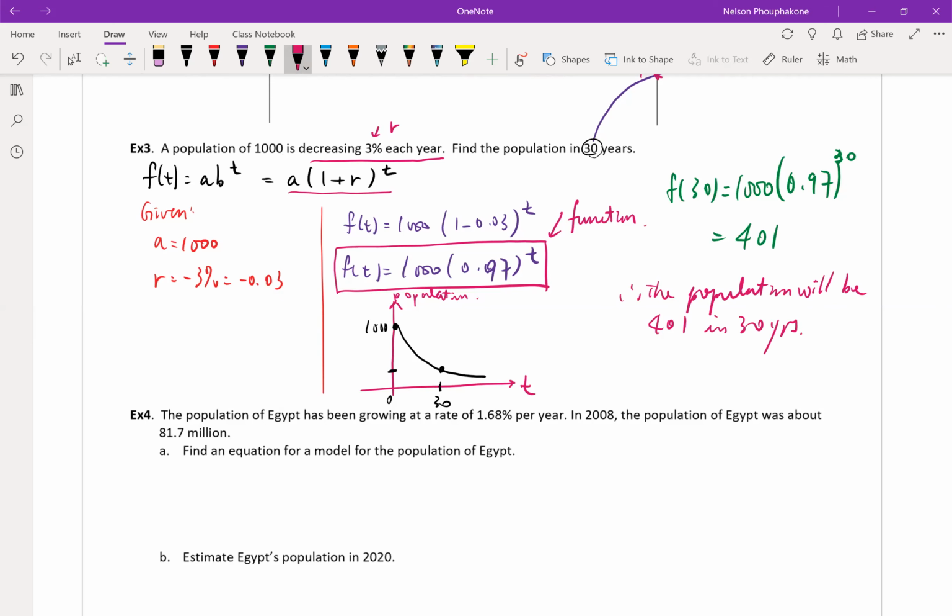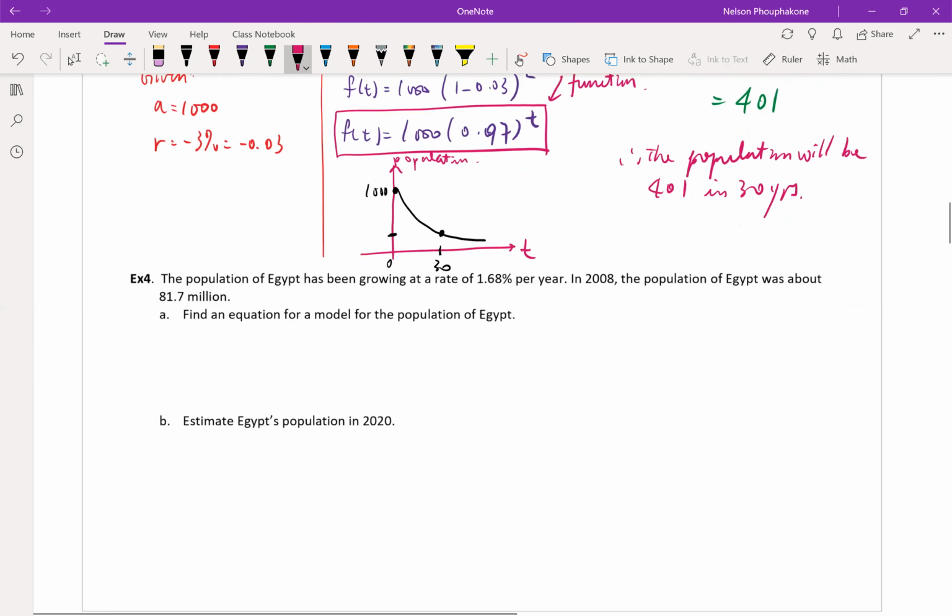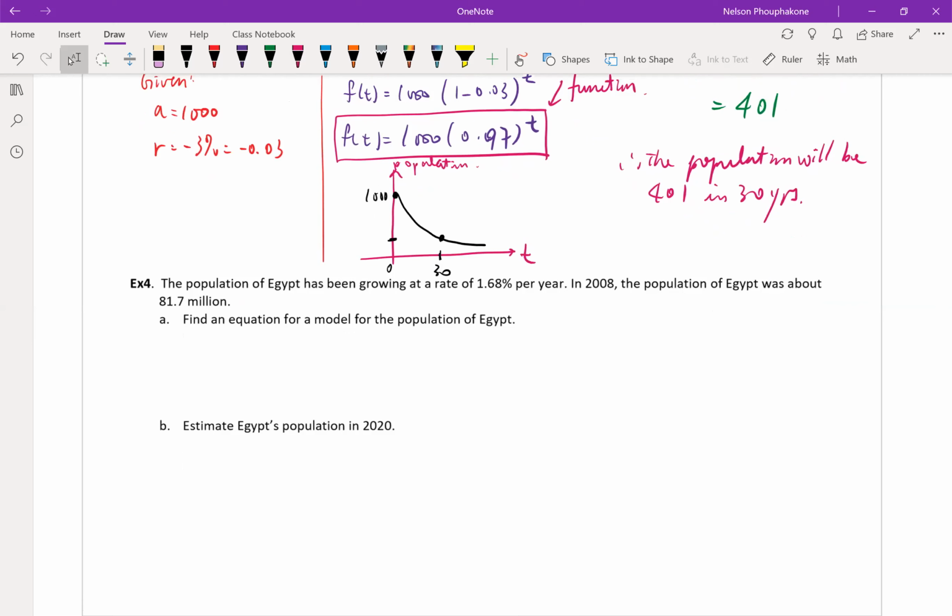Okay, now it's your turn to work on number 4. It says that the population of Egypt has been growing at a rate of 1.68% per year. Again, exponential function. In 2008, the population of Egypt was about 81.7 million. To this one, first, we do not have any natural initial value. However, we know that in 2008, the population is 81.7 million.